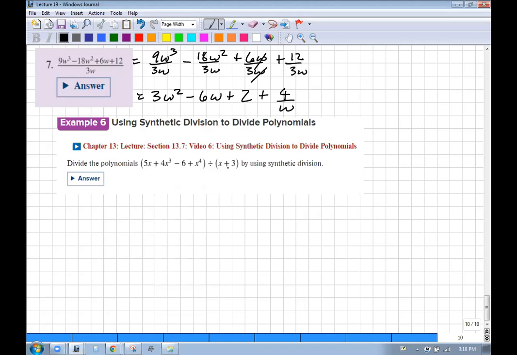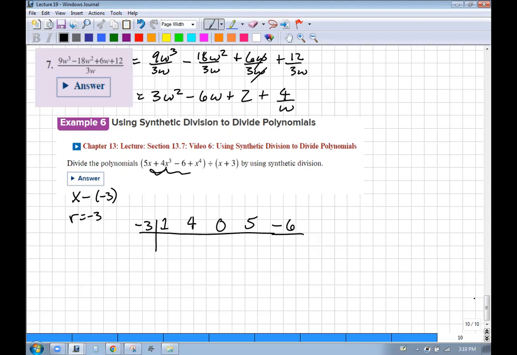So what we'd have to do is we'd have to write this x plus 3 as x minus negative 3. So our r is minus 3. And then I forget what they did. They did something like this. And we have to write our coefficients. Now they mixed them all up. So we have to have a 4 for the x cubed. No, wait, there's an x to the 4th here. So we have a 1, x to the 4th, 4x cubed. There's no x squared. There's 5 x's, and then we have a minus 6.